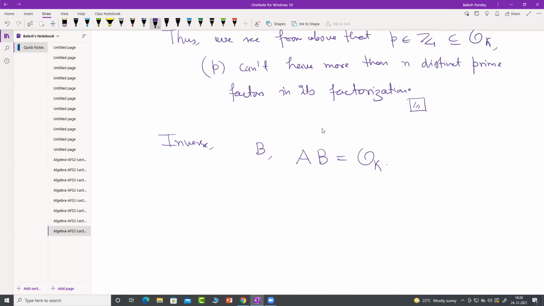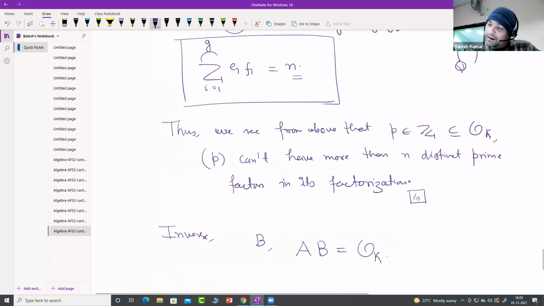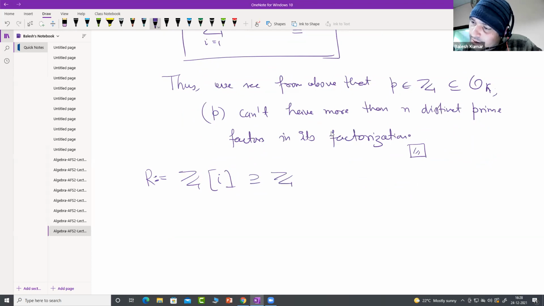Before going on, maybe one example would help with the explanation. Yes, right. So like in the case of Z[i], we have seen, right? In the case of Z[i], what we have seen is that if you take R to be, for example, Z[i], then this Z is inside here.